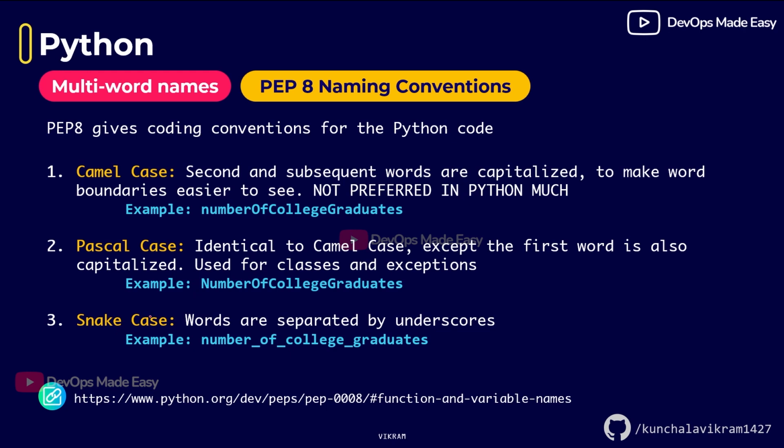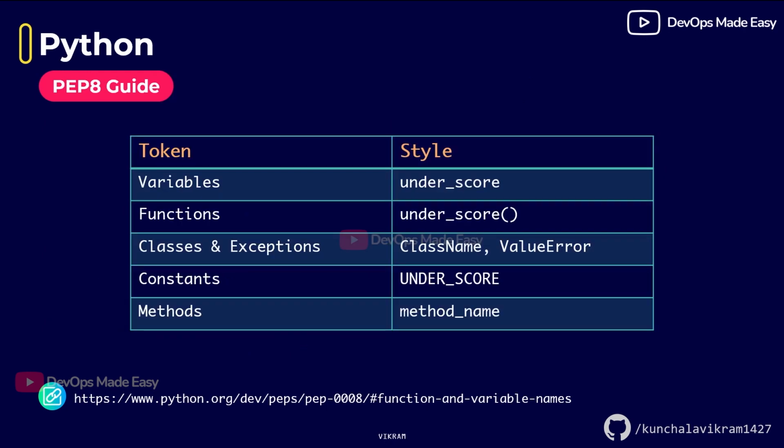The next one is snake case. Snake case means every word is separated with an underscore, like number_of_college_graduates. In what scenarios do we use these styles? For writing variables, you should use underscores, let's say my_age or temp_threshold. This is how you write it.